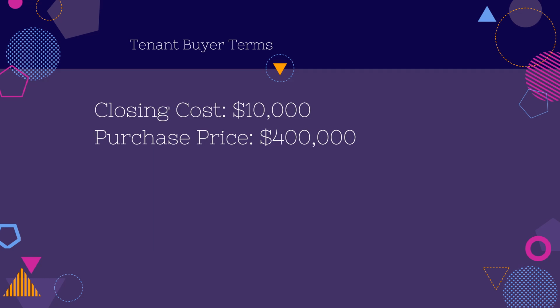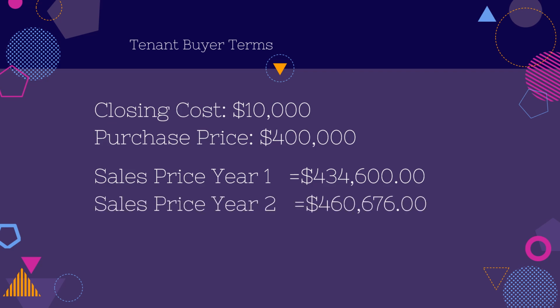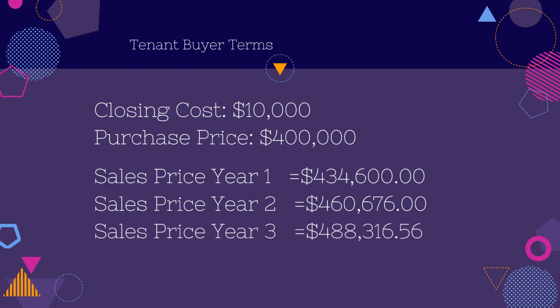So for the first year, it's going to be $434,600. Second year purchase price is going to be $460,676, and the third year price is $488,316.56. The reason we are using 6% is because for the last few years, the market has been appreciating around 10 to 11%, and normally the rate was around 5% appreciation, but lately we have raised it to 6%.